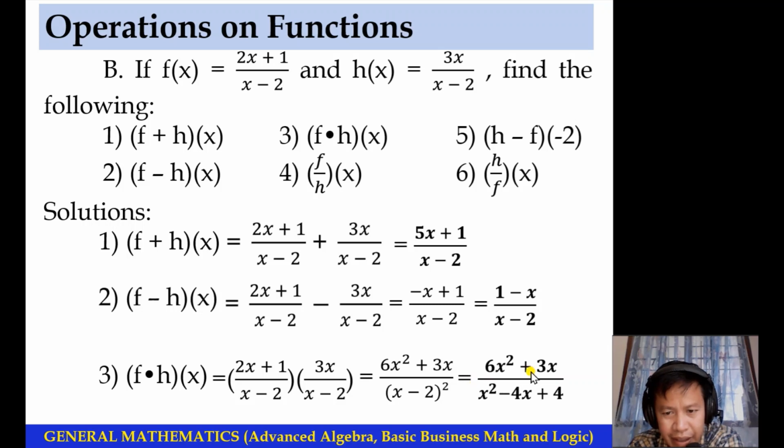And this is equal to 6x squared plus 3x all over x times x is equal to x squared. X times negative 2 is equal to negative 2x. Negative 2x times 2 is equal to negative 4x. Then negative 2 times negative 2 is equal to positive 4. So if we have the square of binomial, you are going to apply that technique. Now, square the first. If the operation here is subtraction, minus the product of the first and the second times 2. Or twice the product of the first and the second, and that is the middle term, plus the square of the last, and that is the last term.